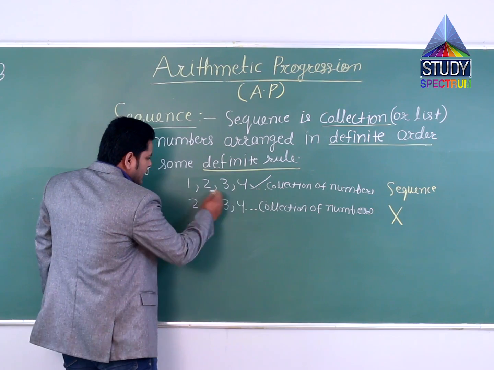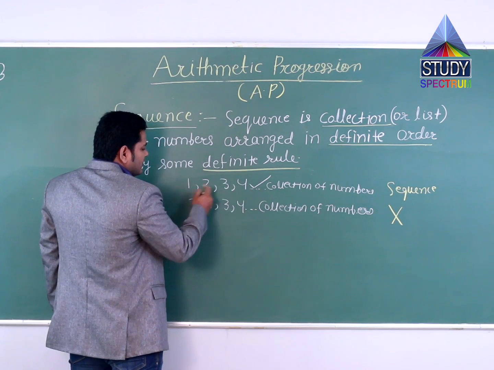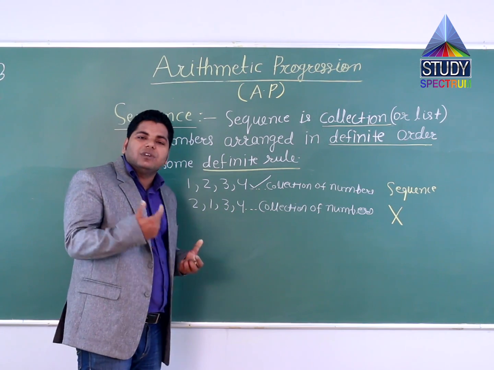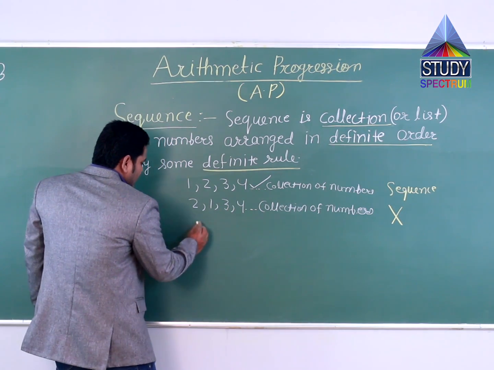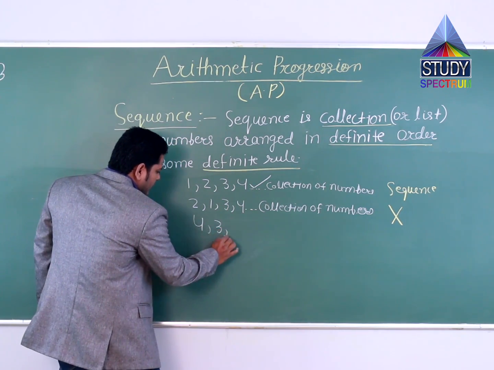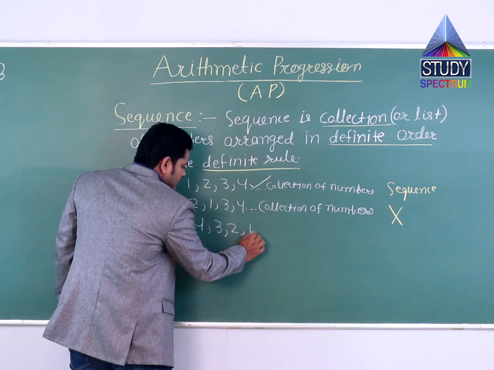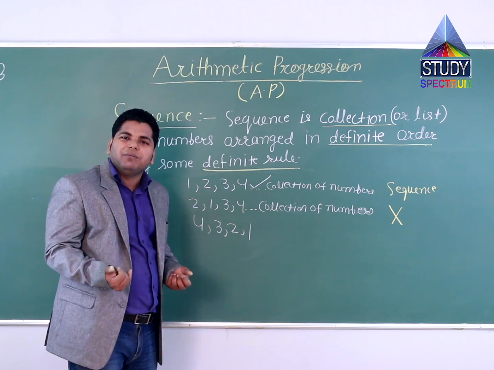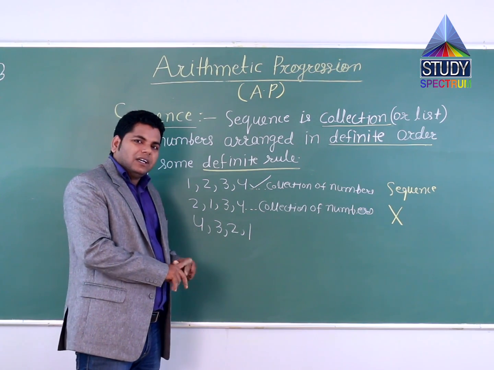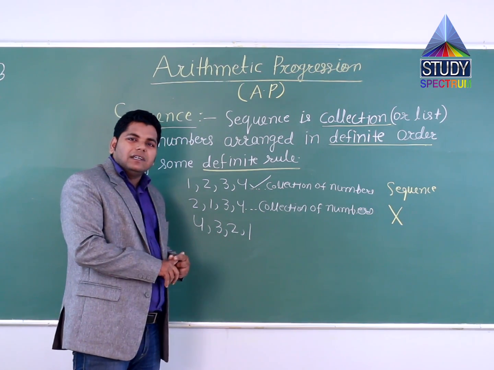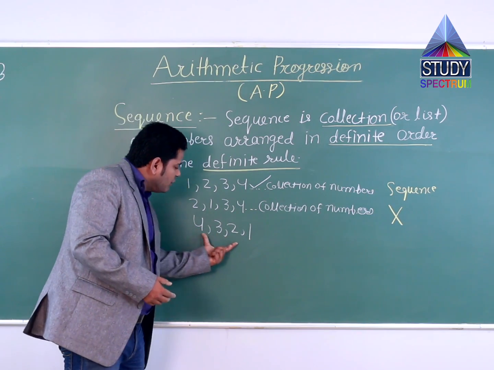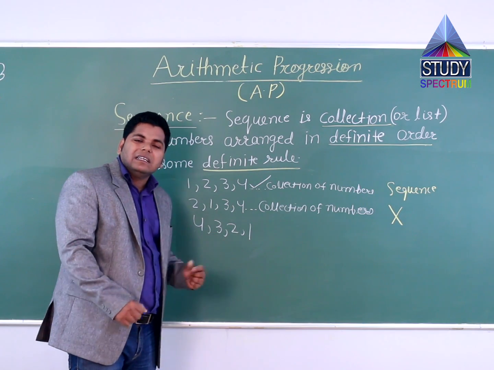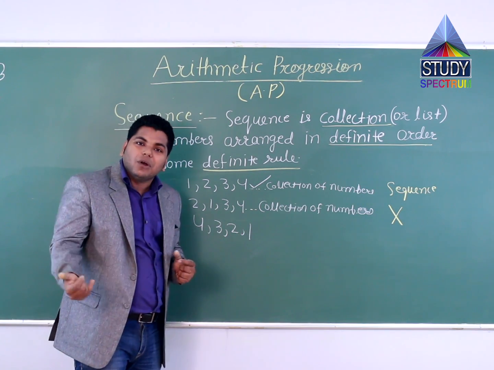Now take another example. Suppose you have arranged these numbers as 1, 2, 3, 4. This is a collection of numbers. 2, 1, 3, 4 is also a collection of the same numbers. Now take another order, 4, 3, 2, 1. It is also a collection of the same numbers 1, 2, 3, 4. But first of all observe this and decide whether there is some definite pattern in this arrangement or not.